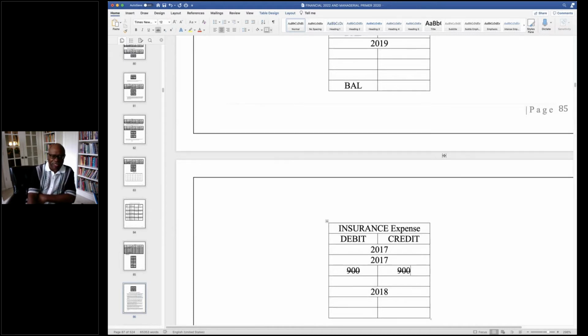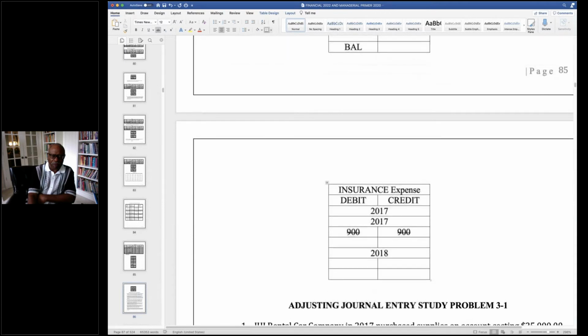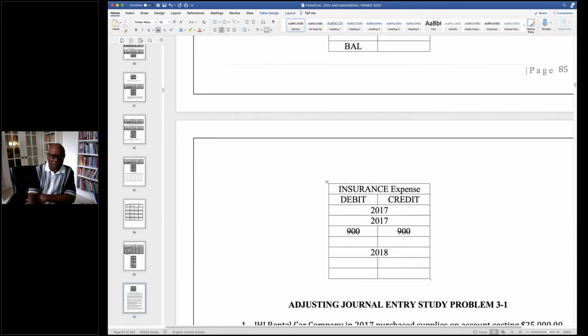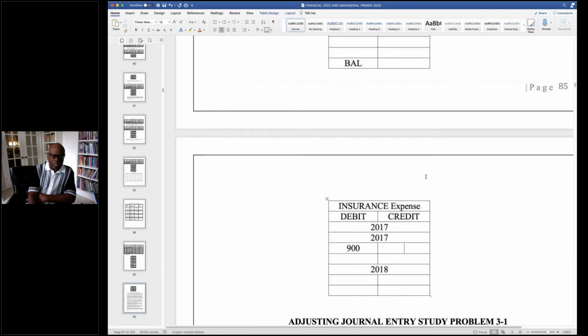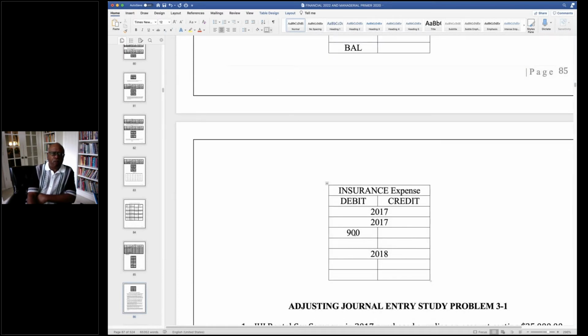In the future, would it make more sense to close accounts out after you do the closing entries? Because doing it right now confuses me. Okay. So put the entries in there, but I wouldn't close or draw a line through it until I actually do all of my closing entries, correct? Yeah. That's a good point. So it works like this. That works? Yeah. Okay.